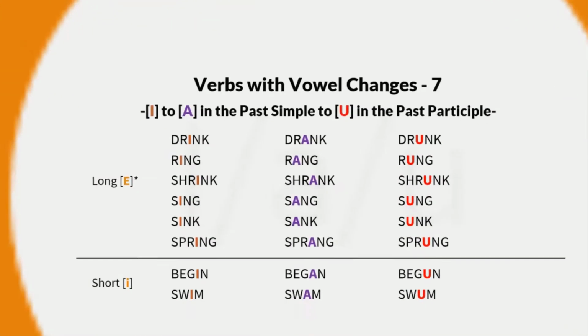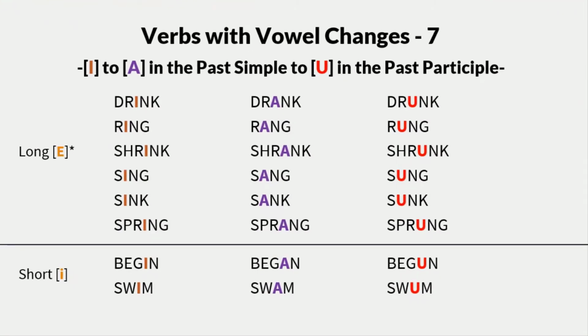Our seventh and final group, now we have 3 columns, 2 changes. So the first column, the present verbs, all have I in them. The top half of this group, the I is pronounced as a long E. In the bottom half of the group, the I is pronounced as a short I. And then in the second column, the past simple, all the verbs have A, the short A sound. And then all of the past participles have U, the short U sound. So let's drill.